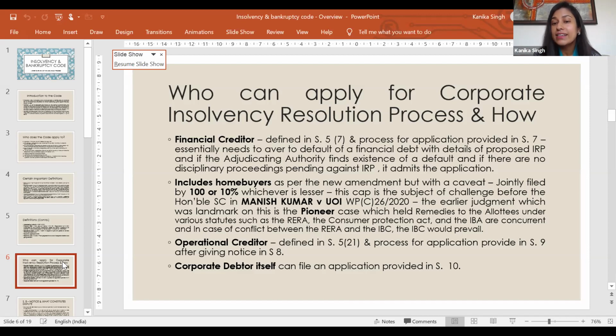Importantly, home buyers have become financial creditors, but there is a caveat. The caveat is that you have to be 100 or 10% of the total number of allottees of a residential project. Only then collectively you can apply to the NCLT as a financial creditor.